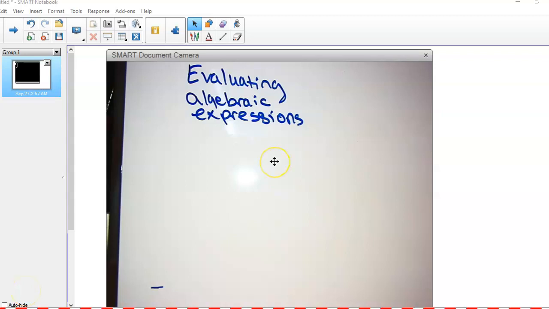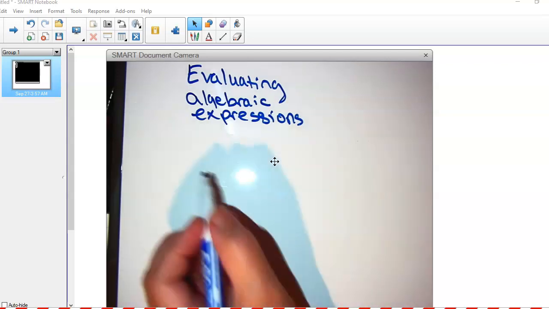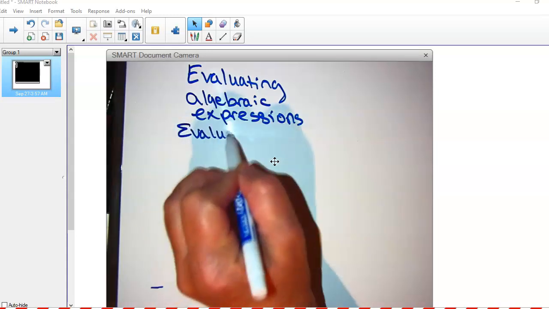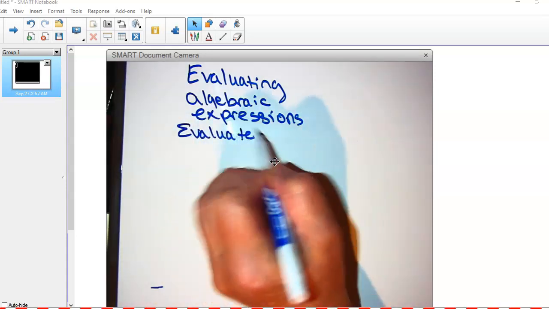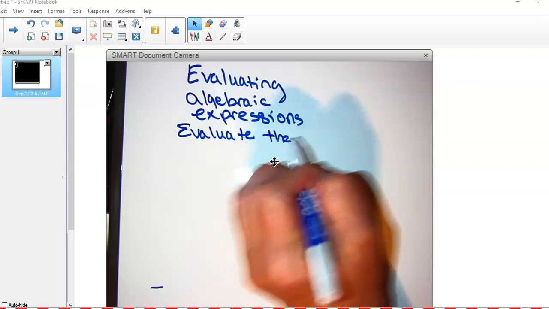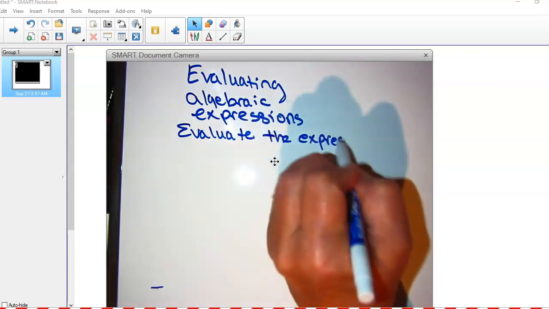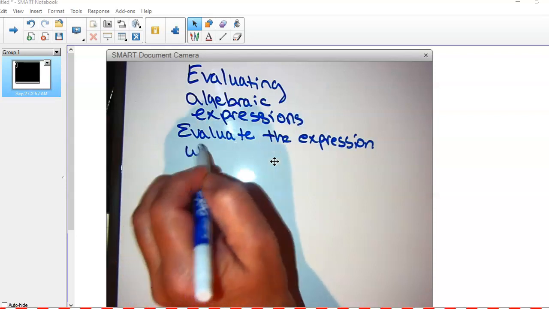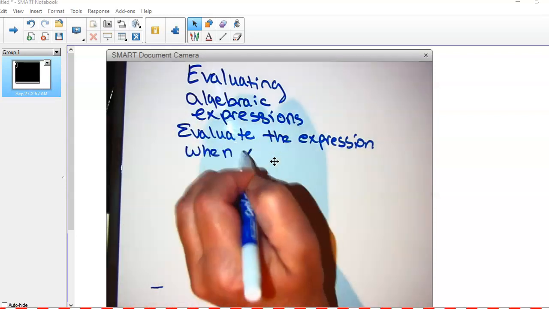Okay, we're going to talk about evaluating expressions. So basically what it is, I'm going to tell you what something is equal to, what a variable is equal to, and then we're just going to substitute it in and solve it. So I'm going to say, evaluate the expression when x equals 3.